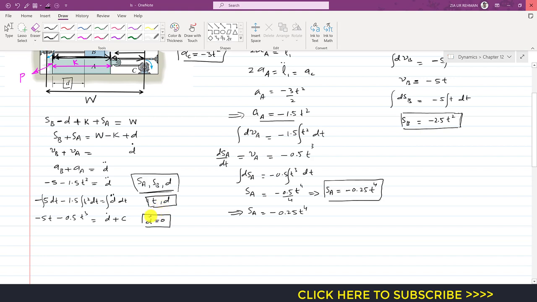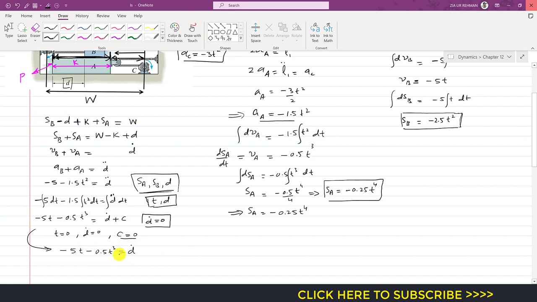If both motors are at rest initially, then the relative velocity between block A and block B will also be equal to 0. So this means that at t equals to 0 initially, D dot will be equal to 0. So now if I put both of these values in this equation, this will become 0, this will become 0, and this will become 0. So that will give us c equals to 0, right? So now we can write this equation as minus 5t minus 0.5t raised to the power 3 equals D dot, and c equals 0, right?